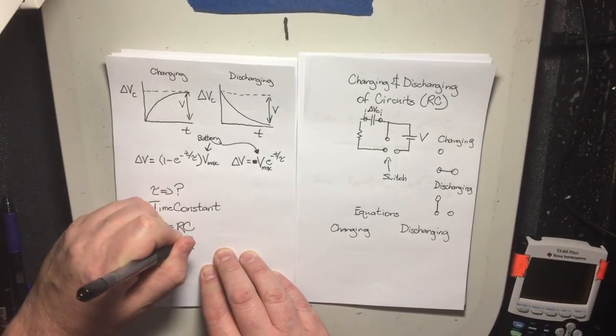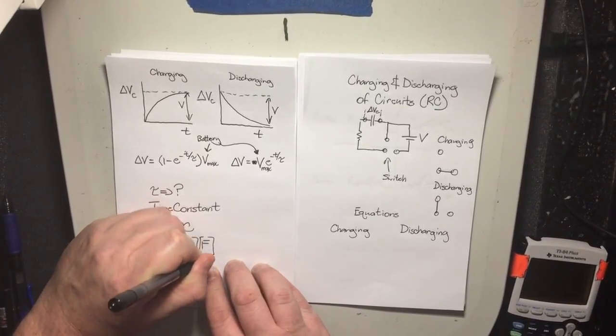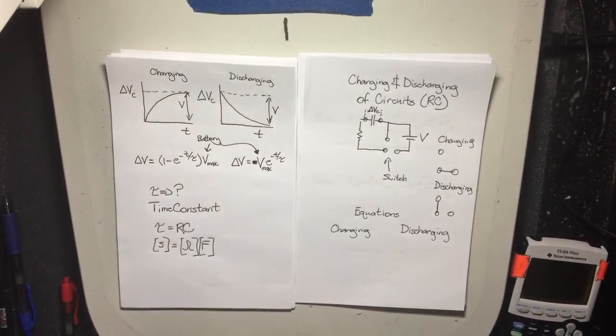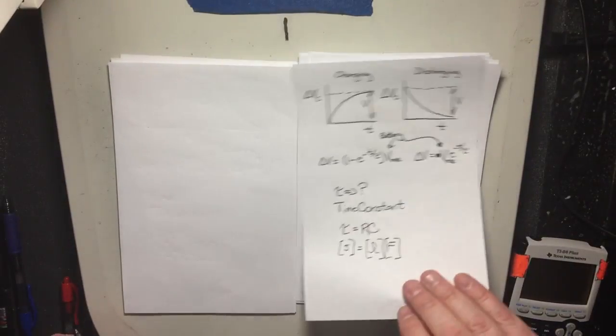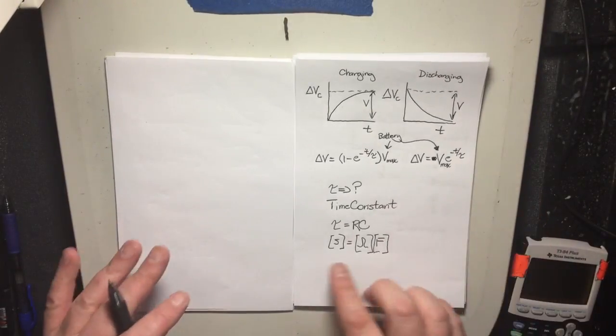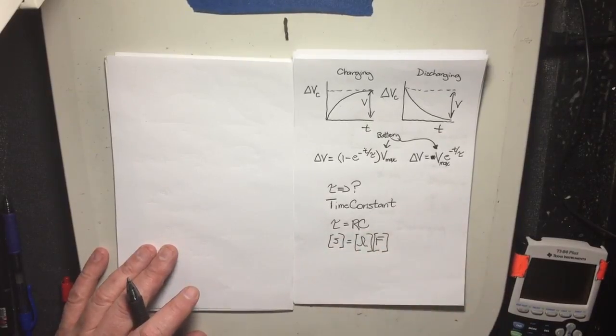Ohms are the units of resistance, and farads are the units of capacitance, which begs the question, seriously, ohms times farads is seconds? Yes. Go and figure that out. I don't think I have it as a problem. It may be in there. I don't know. I don't think so. But you can get this from these two.